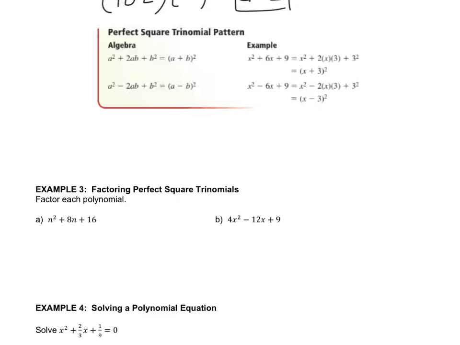And I want you to notice that when we did these, we still had three terms when we multiplied these back out. So what we're going to do now is, instead of having this one that turns into this one, we're going to start here. And if we recognize the pattern, we can go backwards. So let's just go through a few examples.